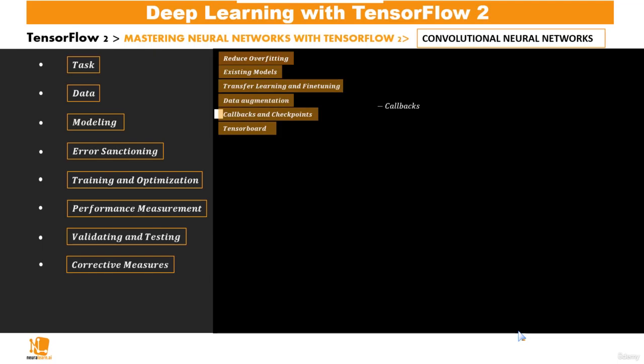For the next corrective measures, we shall be looking at callbacks and checkpoints. Callbacks simply are tools we use during training or testing in order to carry out certain specific tasks. Now, you may have noticed that so far we've been using callbacks, especially when we're printing out the loss values per epoch or after a given batch.